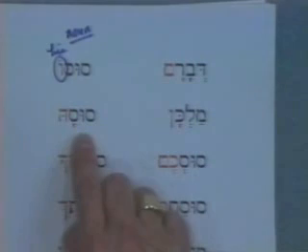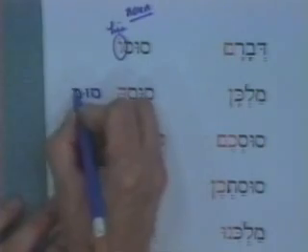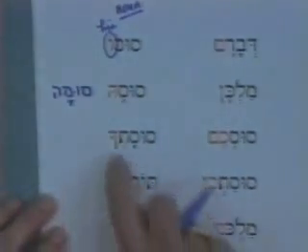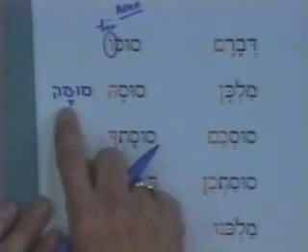What's susá? Her horse. Are you sure? Yeah. Now just compare. What would susa be? Mare. What's the difference between susá with that little mappiq or dot in the hey and susa without a little dot in the hey?